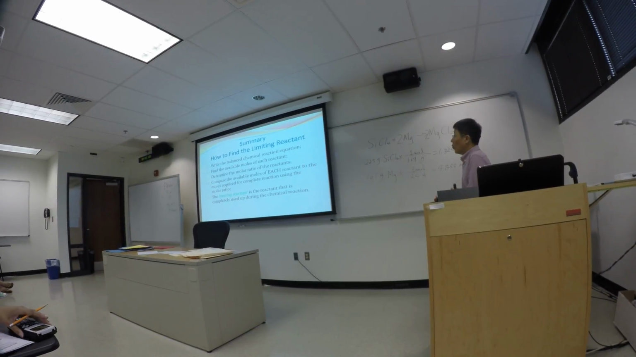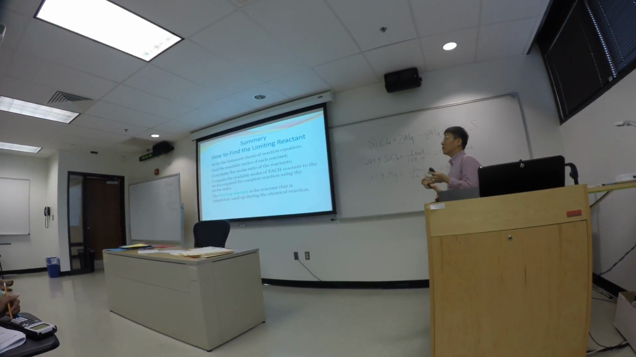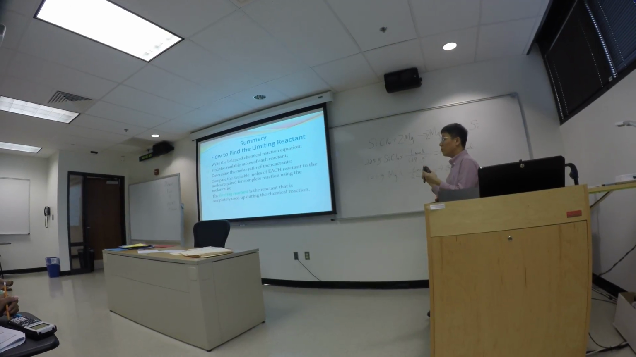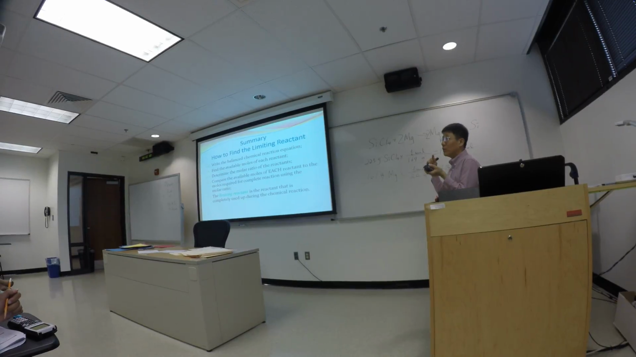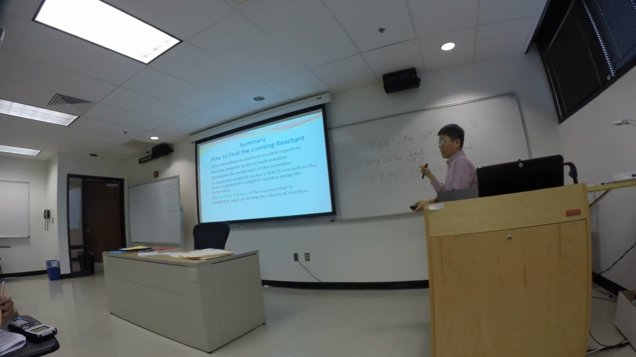So what we have introduced here is that when we try to quantify chemical reactions, we need to take into consideration what's in the balanced chemical reaction equation. From there, you need to determine which one is going to run out first. That's always going to be a question that you need to keep in mind when you do questions like this.